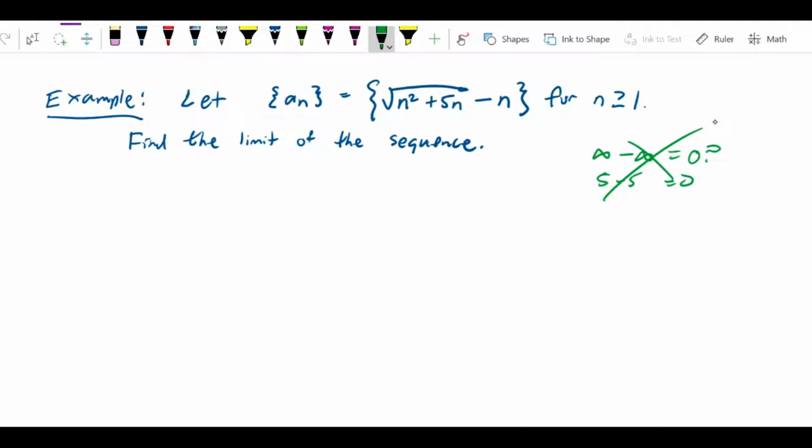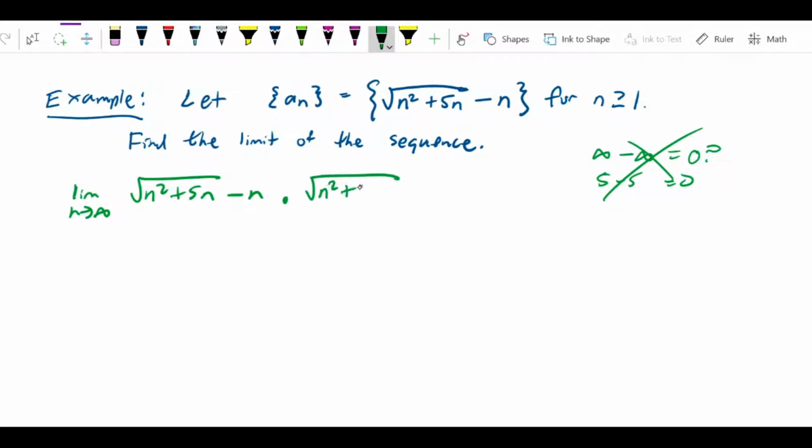So in order to evaluate this, we're going to set up the limit. We know that the only type of limit of a sequence is its limit as n approaches infinity. So this is going to be the square root of n squared plus 5n minus n. That's what we're trying to find the limit of. What I'm going to do is multiply it by the conjugate over the conjugate.